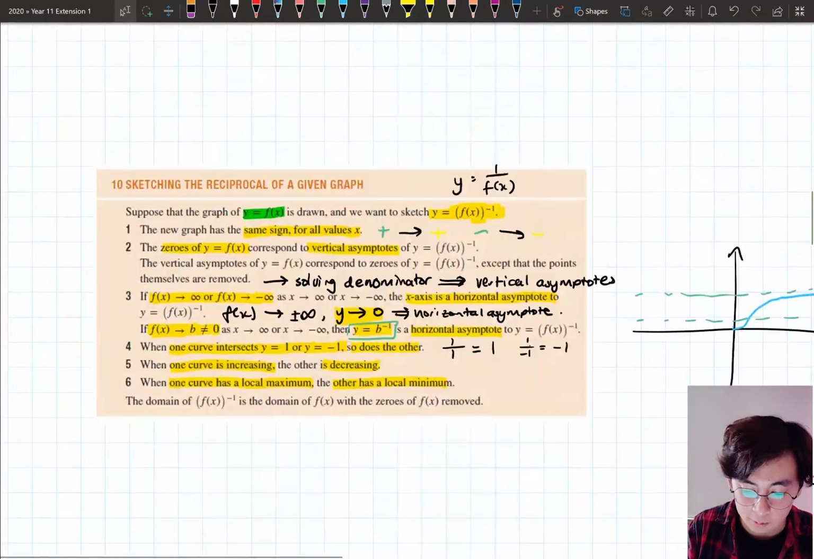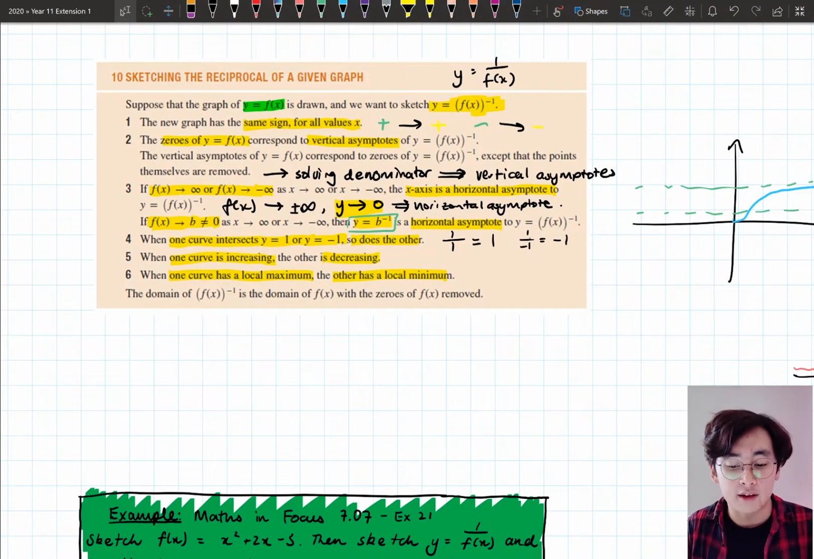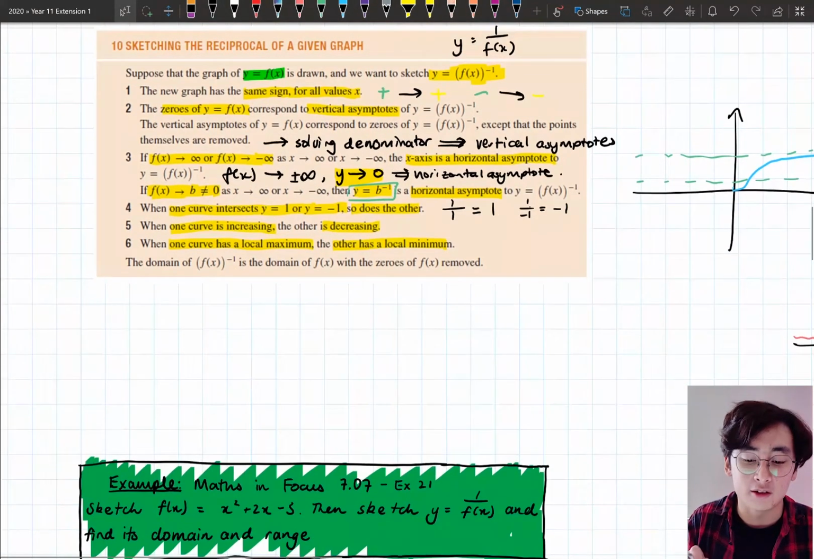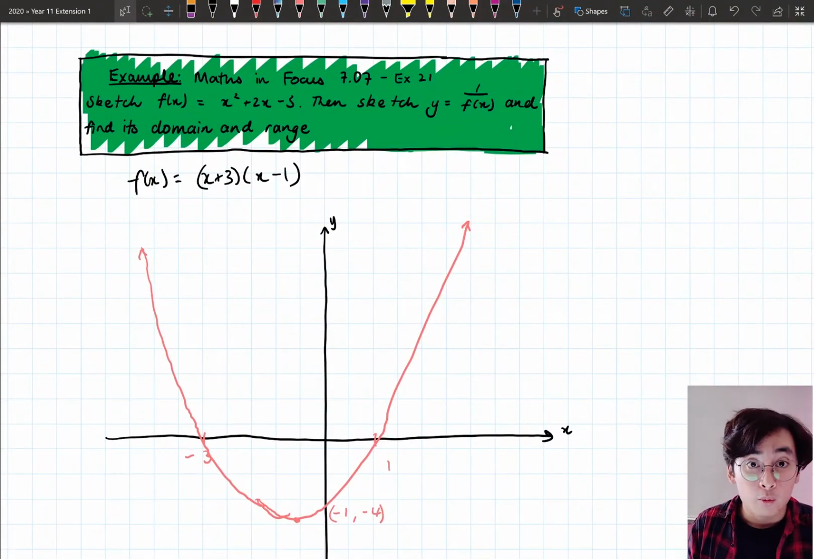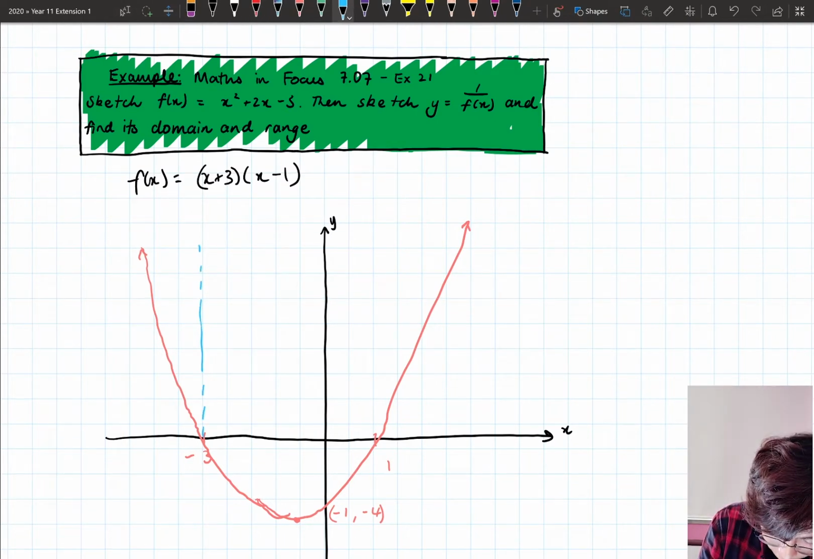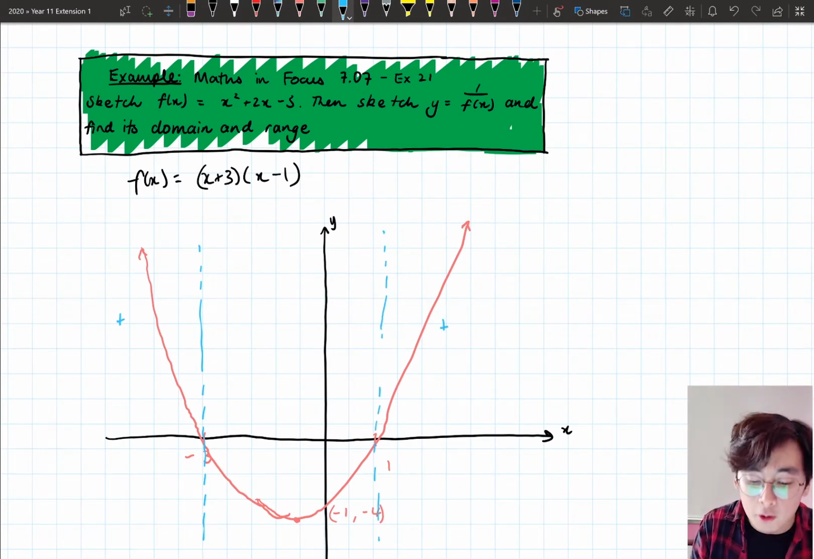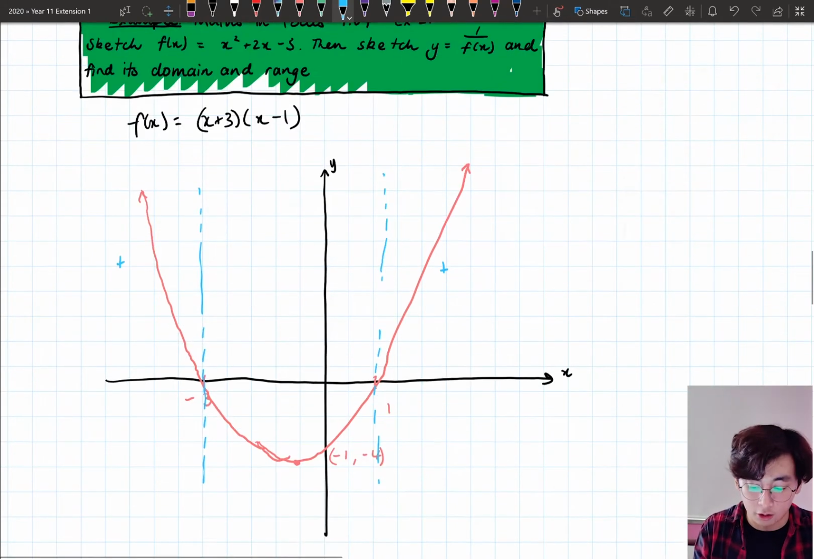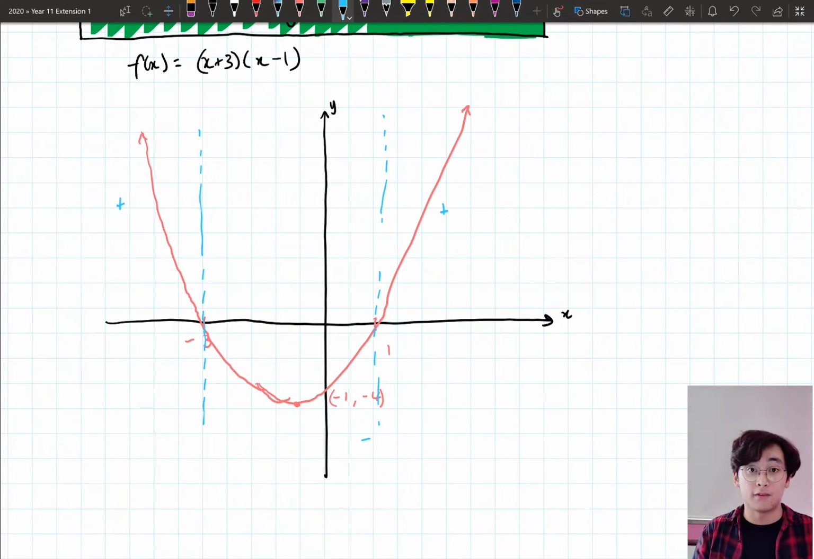So let's go through these points. The first part is that the new graph has the same sign as f for all values of x. So I'm going to look here. This graph is positive on this side, so I'm going to do this in blue. If you have a look, this side of -3 is positive, and on this side of +1, this is positive. So my reciprocal graph is going to be positive for those two sections. But in between, it's negative, and so it's going to be negative in between those values.